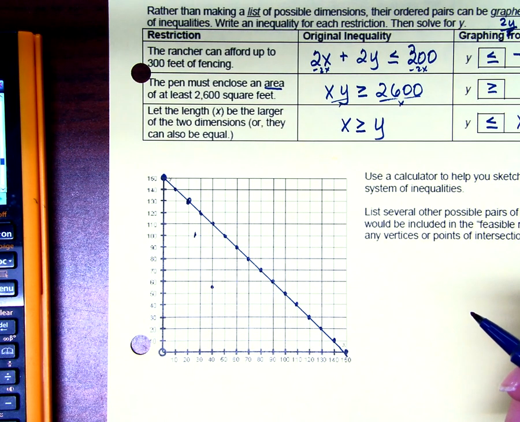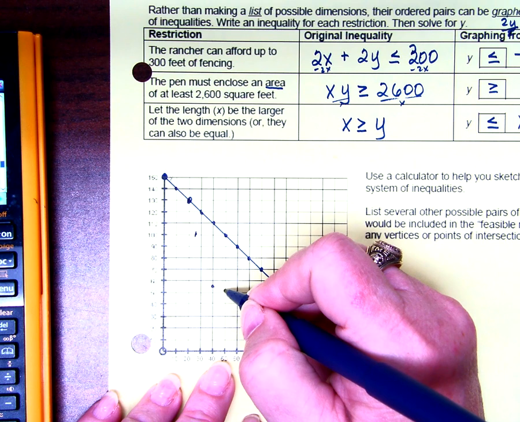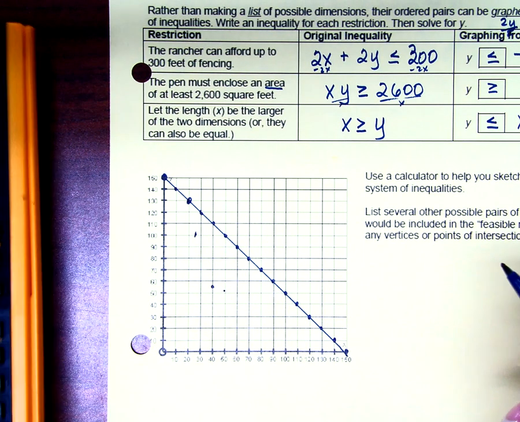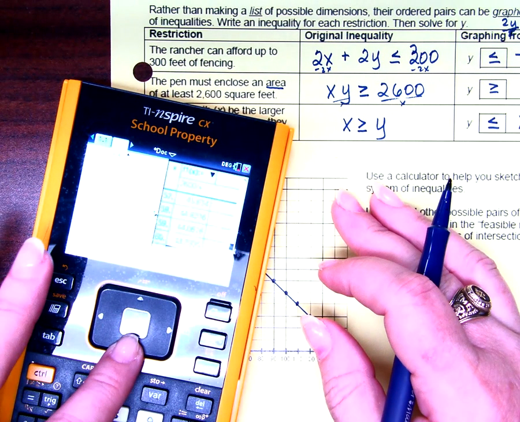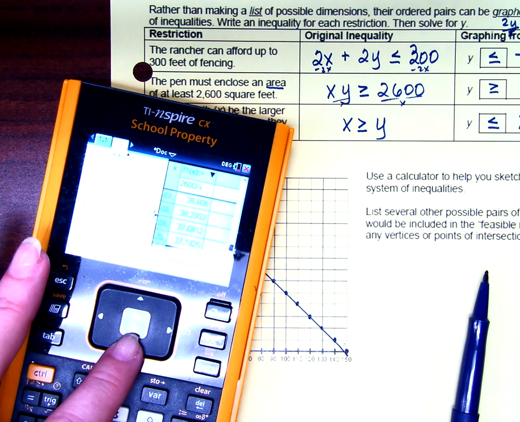Anybody see any other ones? 50 is 52. So you see what I'm doing, right? I'm just scrolling on my graph.